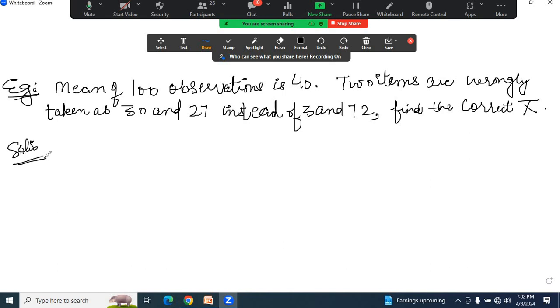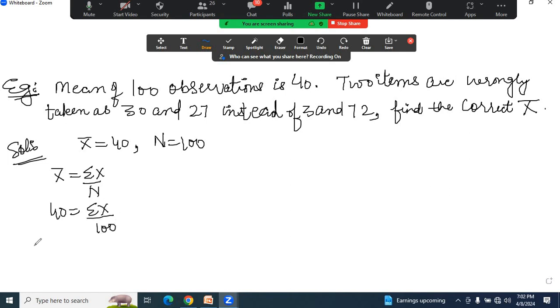I will be giving the solution if anyone wants to see. So mean is 40 and n is 100, right? So two items are wrongly taken as 30 and 27. So 30 and 27 are wrong and 3 and 72 are correct. You have to find the correct mean. So firstly we'll apply the formula. Mean is equal to summation x upon n. x bar is 40, summation x upon 100. So summation x will be 40 into 100. It will be 4000. Right? So this summation x is wrong. So from 4000, what will I subtract?